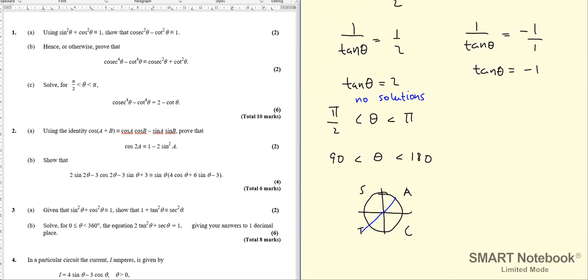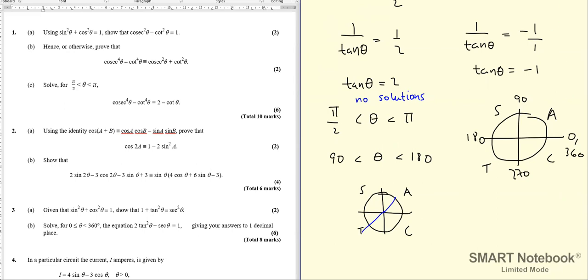Now let's look at tan theta equals minus 1. Well, tan is now negative. So 0, 90, 180, 270, and back to 360. If I think about tan theta being negative, which quadrants is tan theta negative in? Well, sine is one of them and cos is the other. So there's going to be one solution in that quadrant.